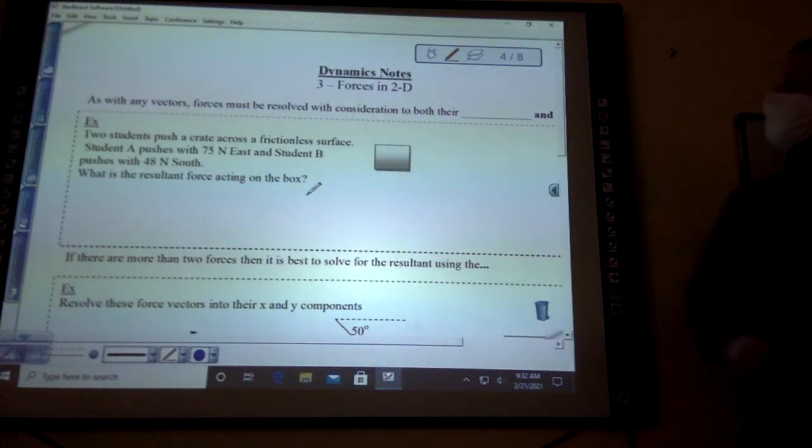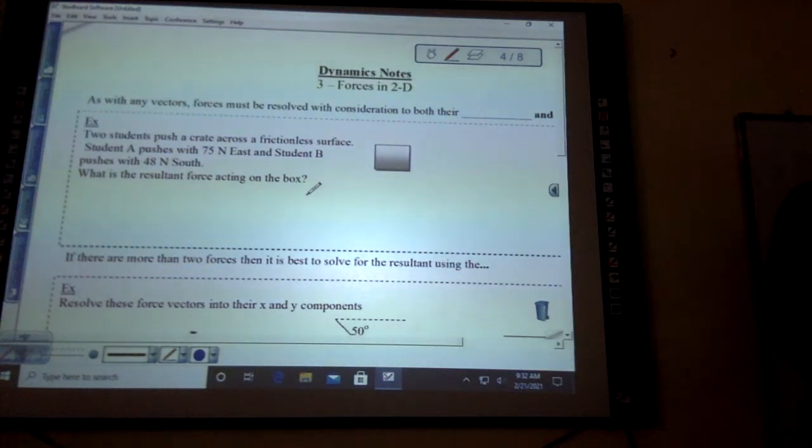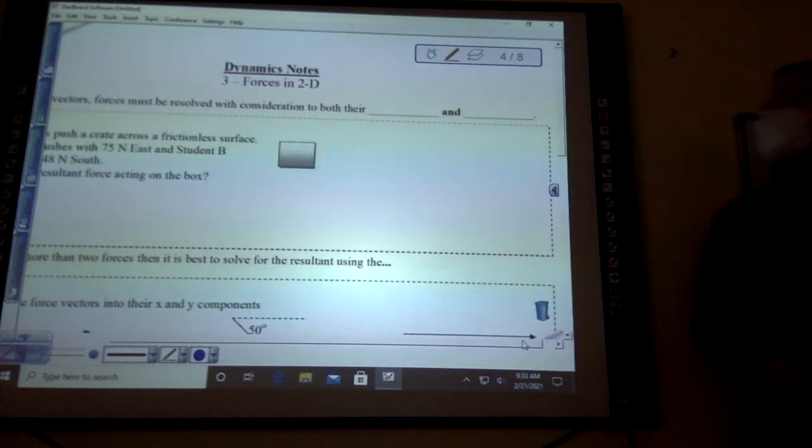I don't have my completed notes right now with this, so we'll see if I can fill in all the blanks.